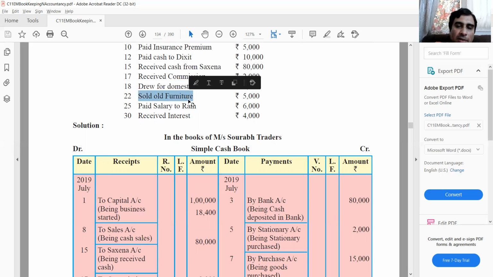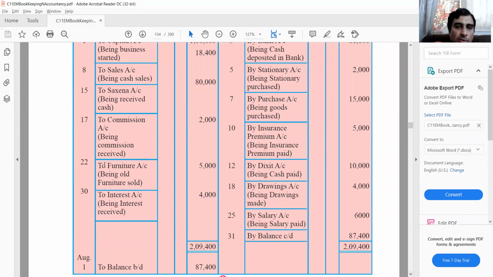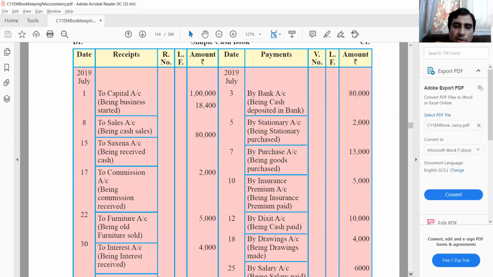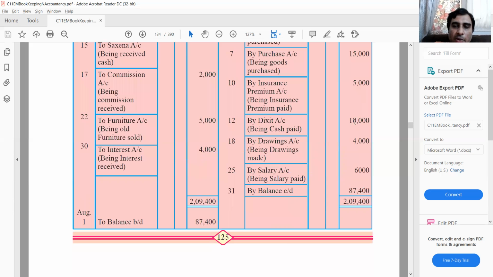Sold furniture means money comes in, so 5,000 rupees will come on the left hand side to furniture, being old furniture sold. Paid salary to Ram, so on the right hand side 6,000. Interest received 4,000, so left hand side to interest. So you do all these entries, you add it all up. The way you do it in cash, you will always have a real cash balance. The left side will always be greater than the right hand side.